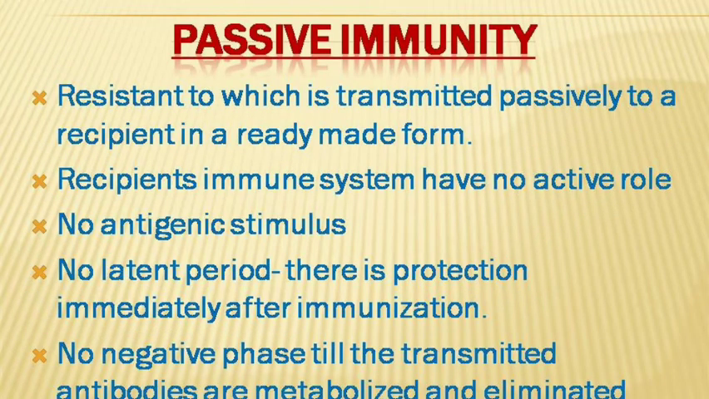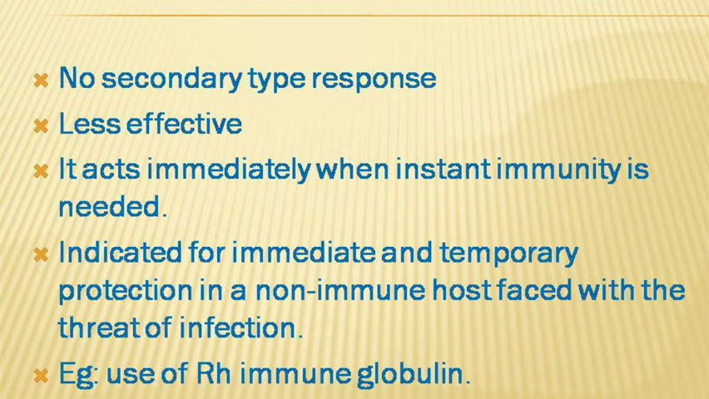Now about passive immunity. It is resistance which is transmitted passively to a recipient in a ready-made form. Here the recipient's immune system has no active role and there is no antigenic stimulus, no latent period, and there is protection immediately after immunization. There is no negative phase till the transmitted antibodies are metabolized and eliminated. Here there is no secondary response. It is less effective but acts immediately when instant immunity is needed. It is indicated for immediate and temporary protection in a non-immune host faced with a threat of infection, for example the use of Rh immunoglobulin.